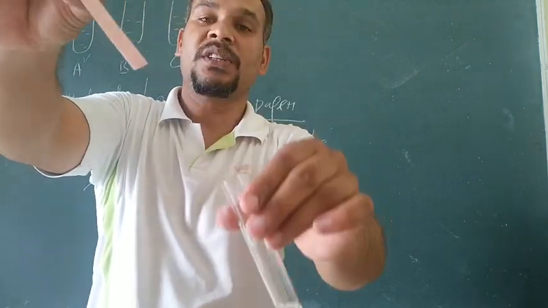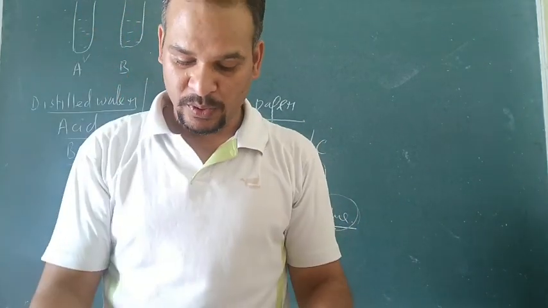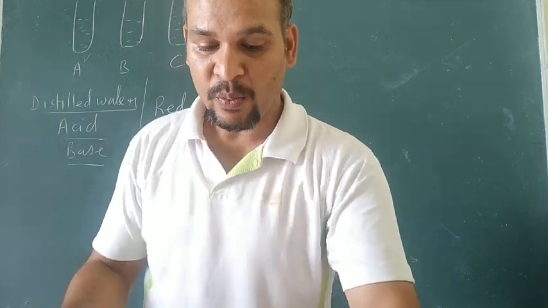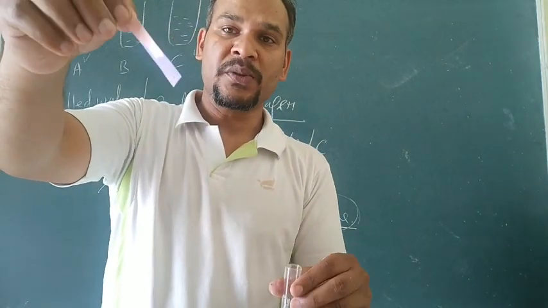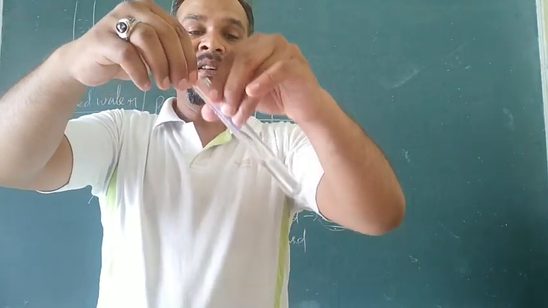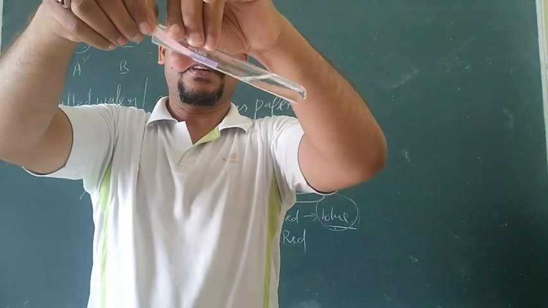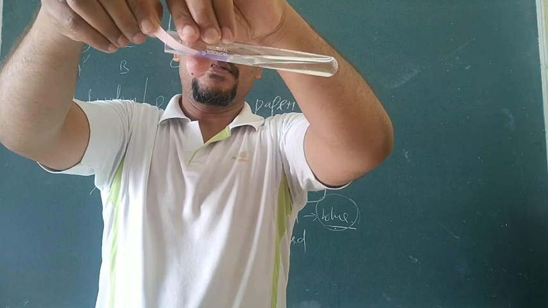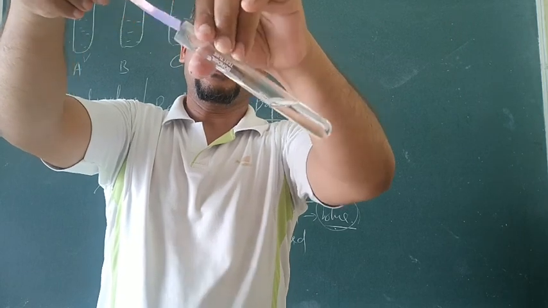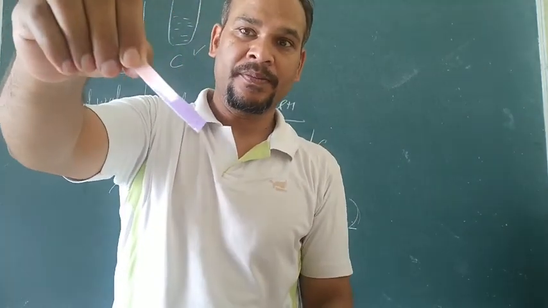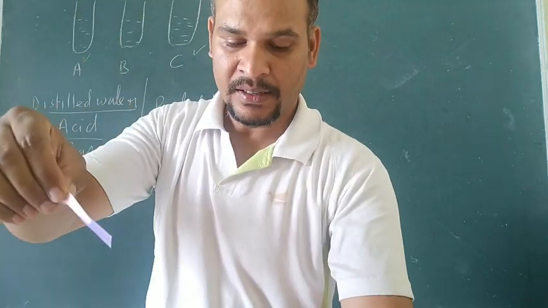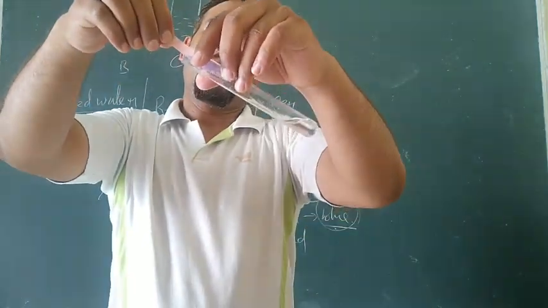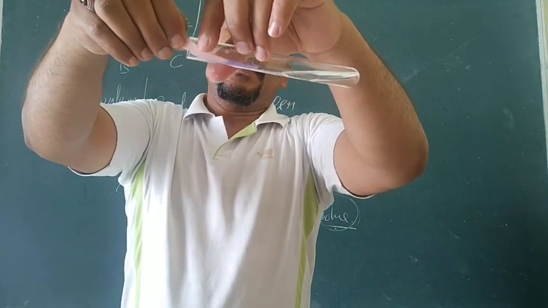So there is no change in the litmus paper. Now again I will put blue litmus paper into C to see the effect. There is no change, right? Now I am putting into A.